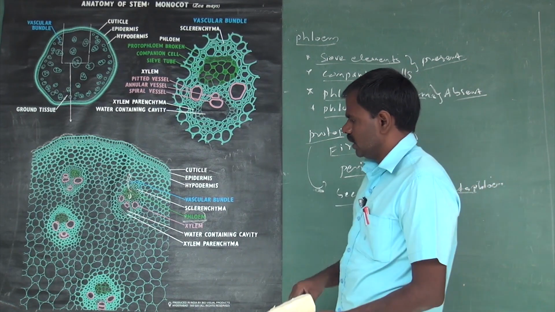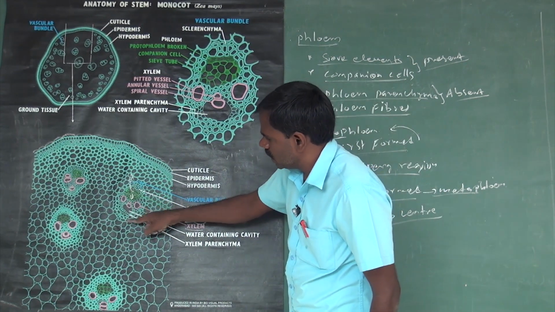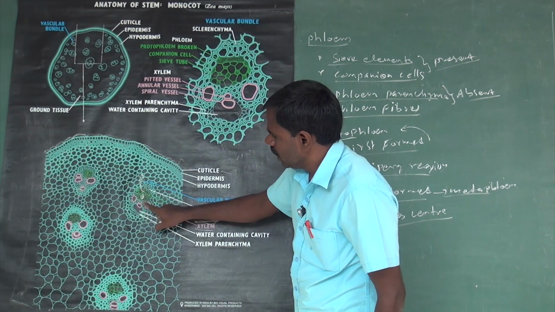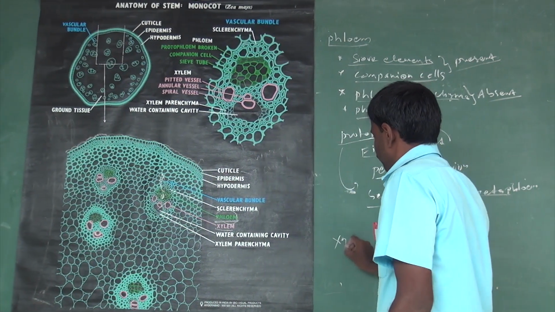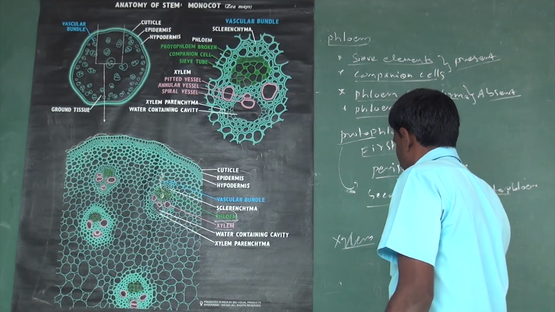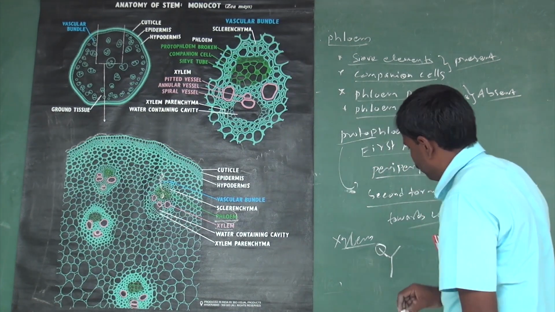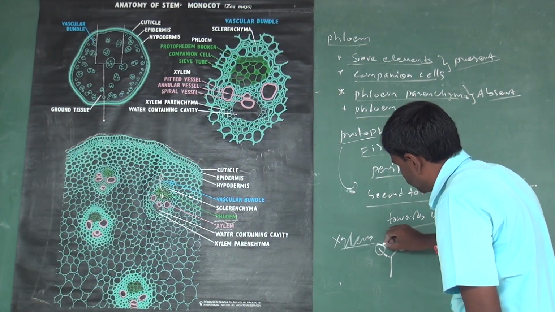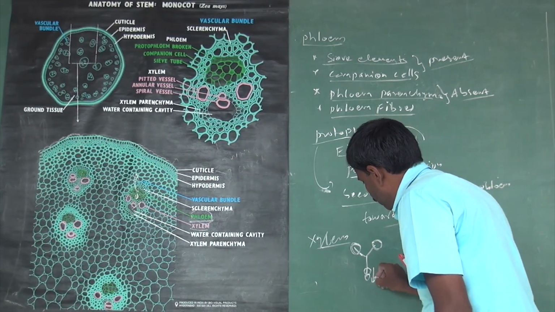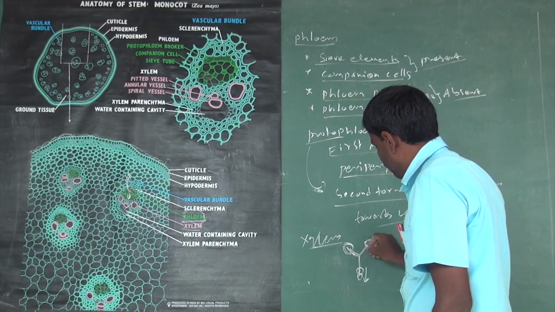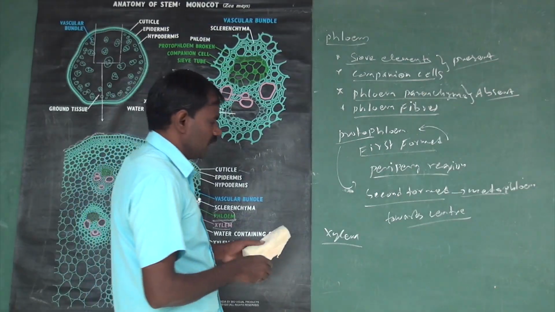The next one is xylem elements. The protoxylem is towards the center and the metaxylem is towards the periphery. The xylem elements are arranged in a Y shape. Two metaxylem vessels are present towards the periphery, above, and the protoxylem is towards the center.